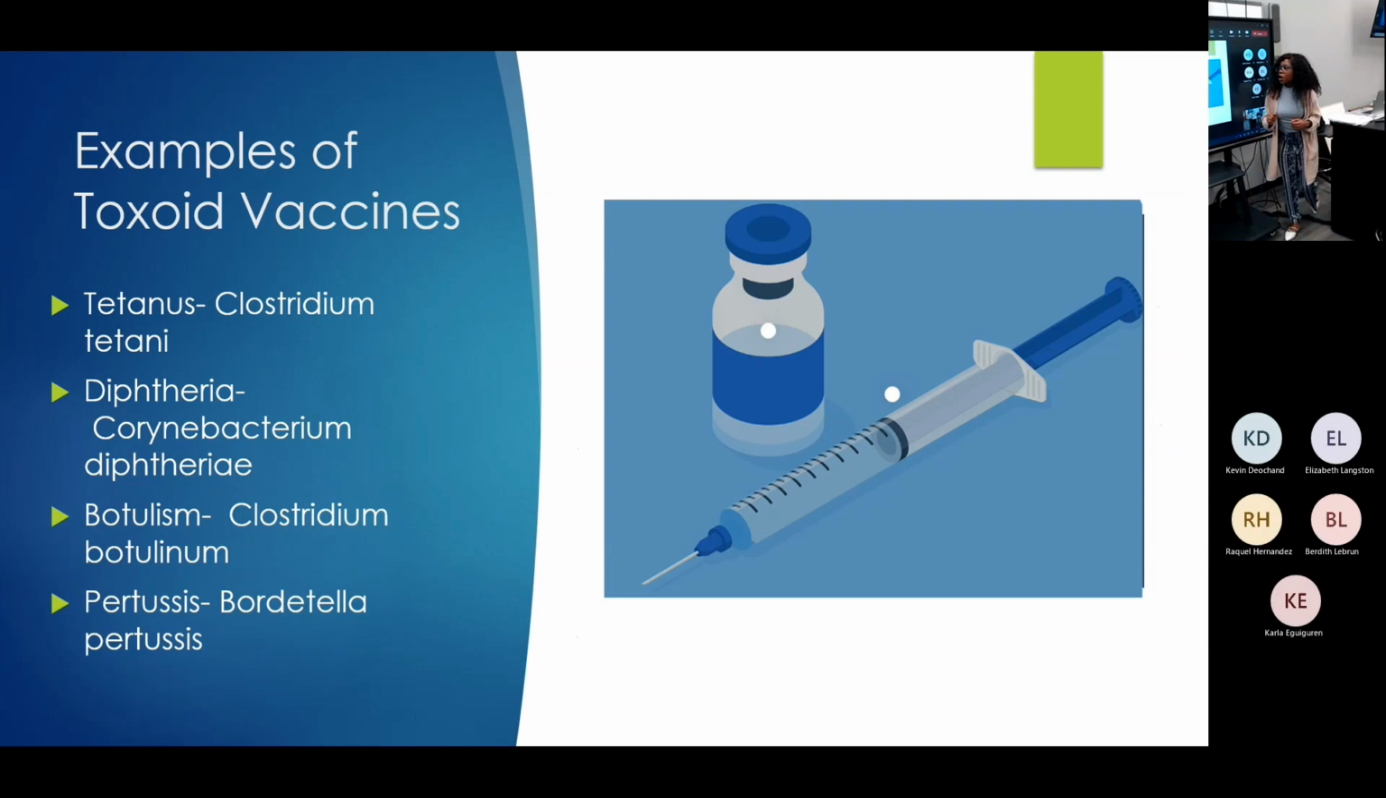And then here are some commonly used examples of toxoid vaccines. You have tetanus, and the bacteria is Clostridium tetani, and diphtheria, and it's Corynebacterium diphtheriae, and botulism, and it's Clostridium botulinum, and pertussis, and it's caused by Bordetella pertussis.